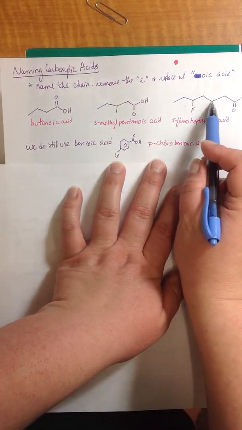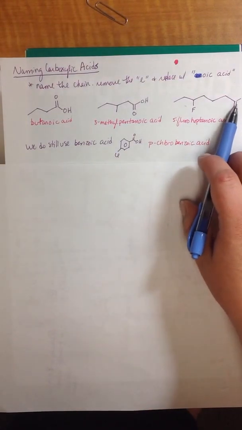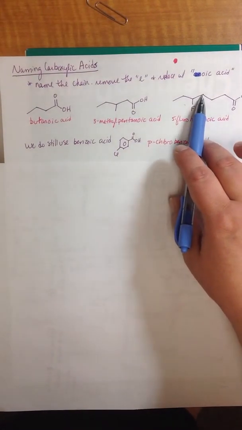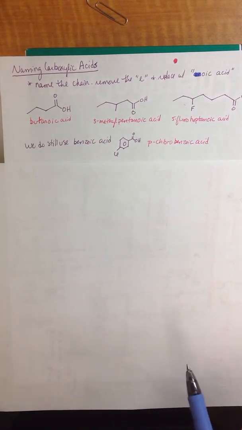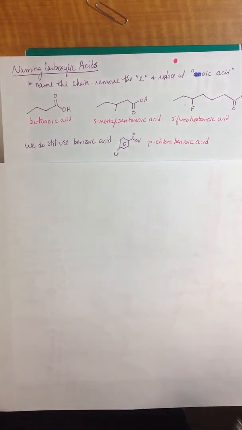Here we've got 1, 2, 3, 4, 5, 6, 7 carbons. That would be heptane. Take off the E, and it becomes heptanoic acid. If we again number from the carbonyl, that's 1, 2, 3, 4, 5, so 5-fluoroheptanoic acid. Even though the fluoro is way down at the end of the chain, you still start from that carbonyl. Also important to note, benzoic acid hasn't changed. That is a common name that we really do use, so don't lose track of that guy.